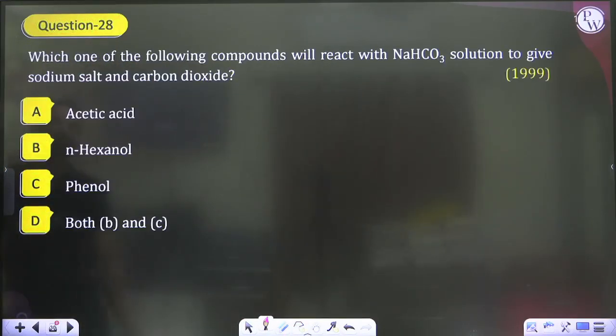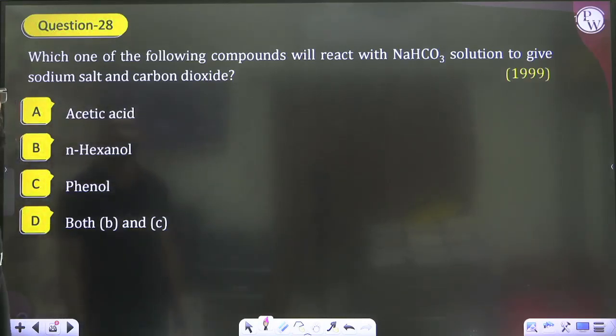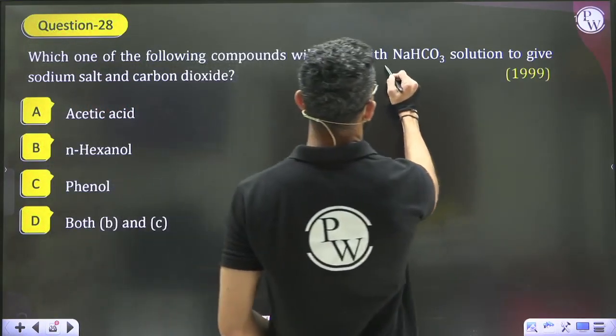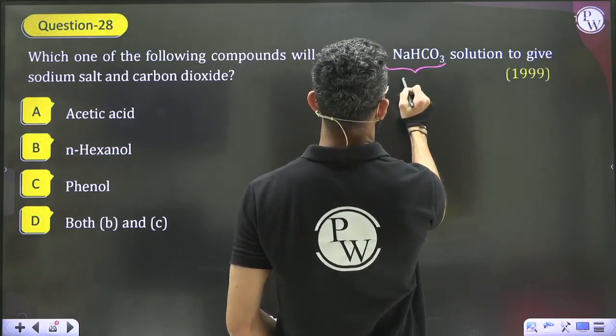Number 28. Which one of the following compounds will react with sodium bicarbonate solution to give you sodium salt and carbon dioxide? Well, understand one thing. Here the reagent that they have given is sodium bicarbonate, which is a base.